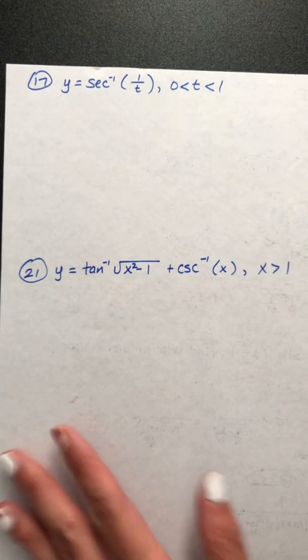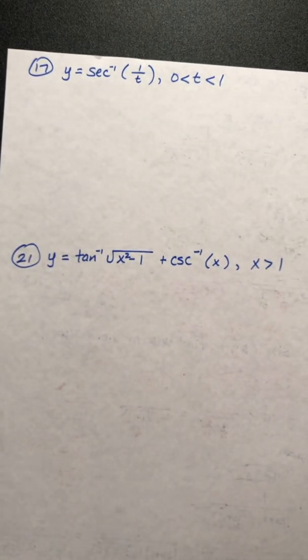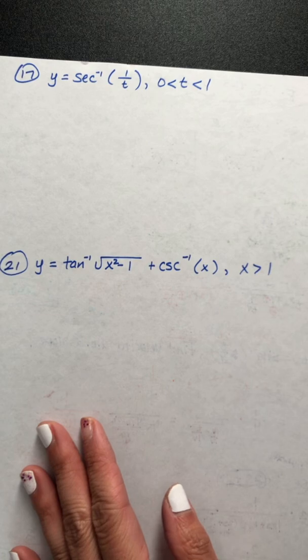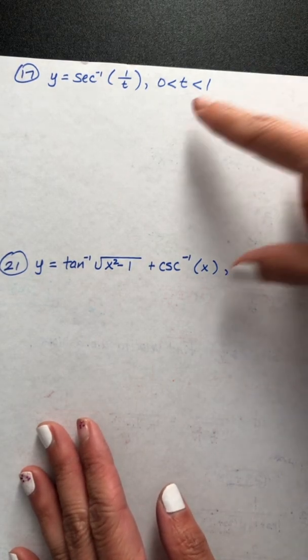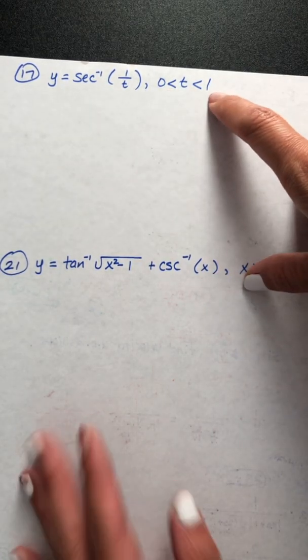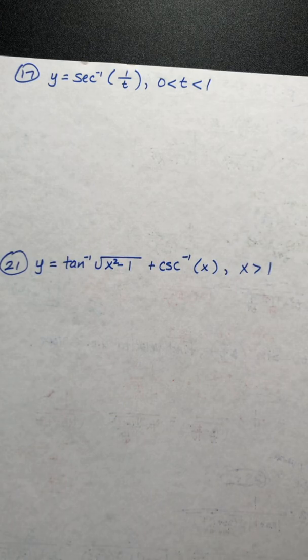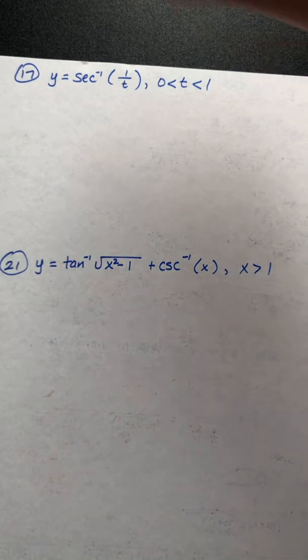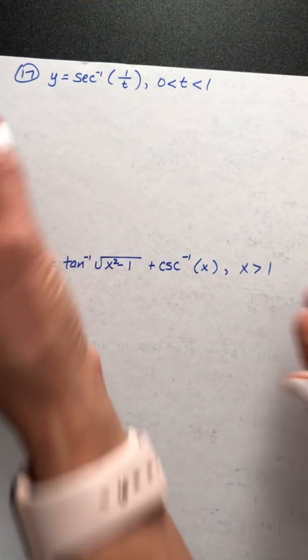All right, number 17. Need to differentiate y equals secant inverse of 1 over t, and t is between 0 and 1. Okay, so that means t is a positive number and it's a decimal. It's between 0 and 1. Okay, all right, let's start doing this.